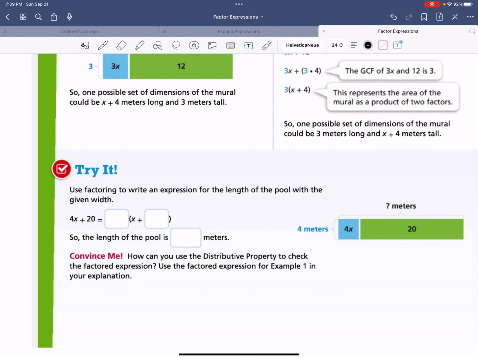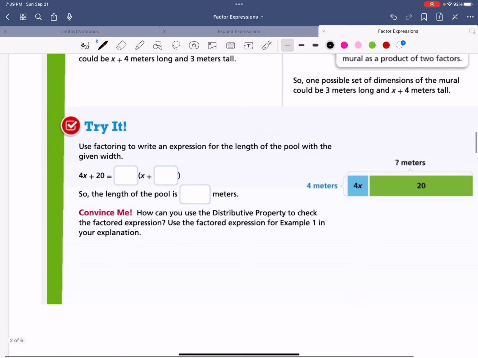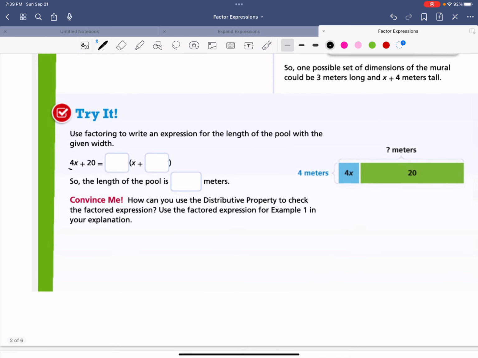So let's look at an example: 4x plus 20. To do this, I start by listing all the factors of my numbers. So I have 4 and 20. For 4, I know I have 1 and 4, because 1 times 4 is 4. And then I have 2 times 2, which is 4. So 1, 2, and 4 are my only factors of 4.